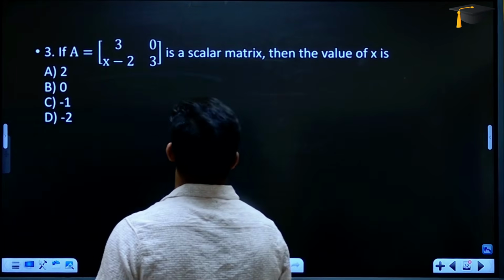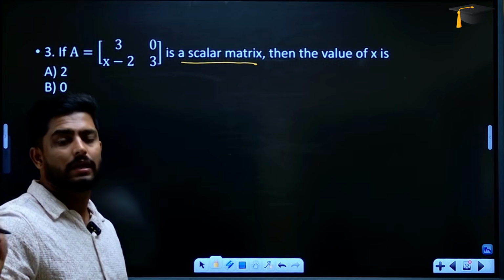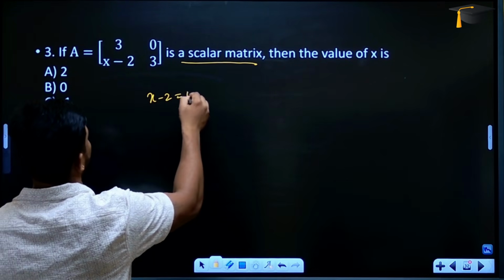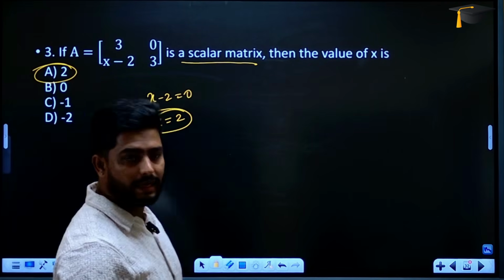Next. Okay, so it's a scalar matrix. Scalar matrix means the diagonal elements are equal, and apart from that, all the other elements are 0. So we can easily equate x minus 2 is equal to 0. So x is equal to 2, makle. So option A is the right answer.